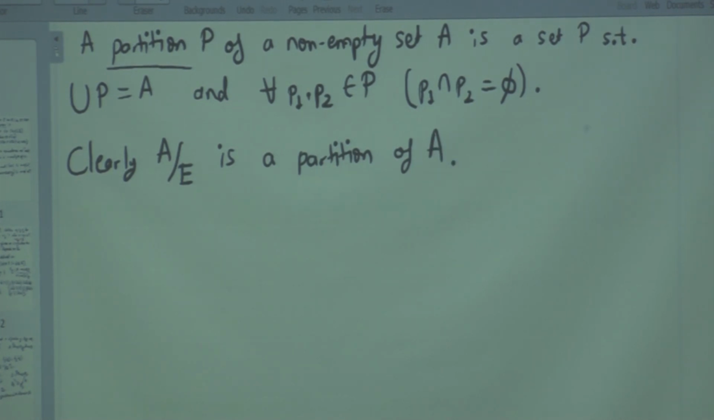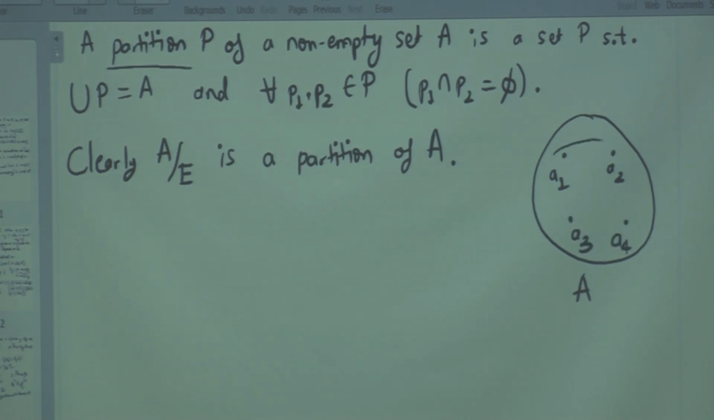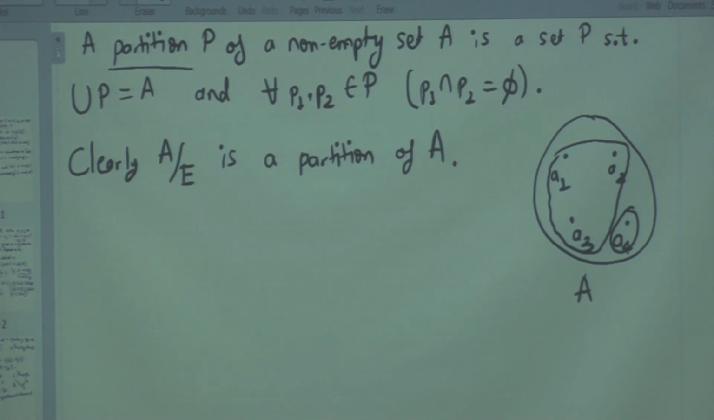So what are we doing? We are starting with A, we have some elements A1, A2. Suppose A1 is related to A2, A2 is related to A3, then we put them in the same partition. This element is put in its own partition. So this is a partition of A. This simply says that A1 is related to A2, A2 is related to A3, and so on. So this is a partition.